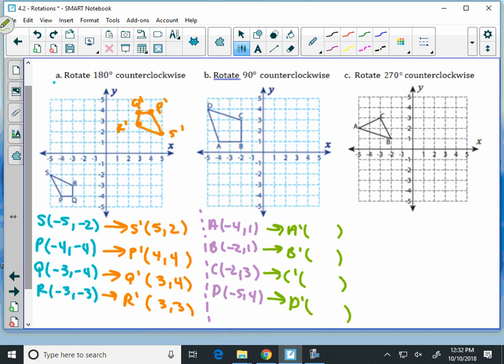So with a 90-degree rotation, what happens to the point? Do the X and Y stay where they're at, or do they switch? With a 90 degree. What do we say the rule was with a 90-degree rotation? You flip, so we're going to flip all the points. Worry about the sign until after you flip.